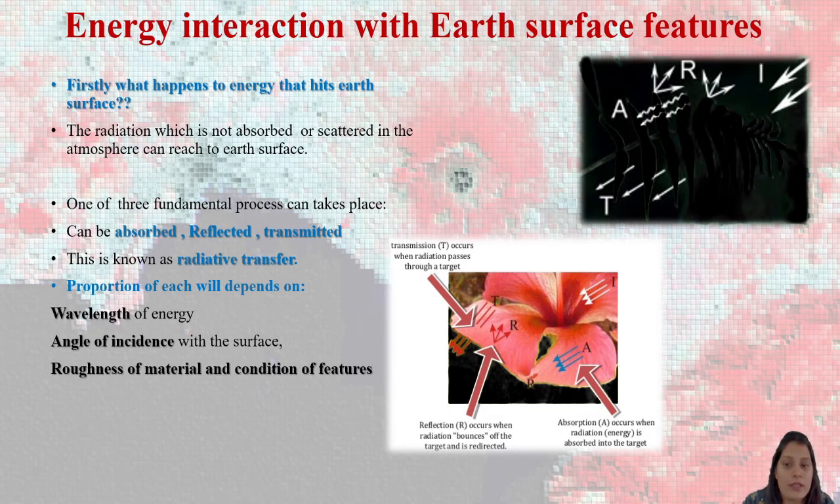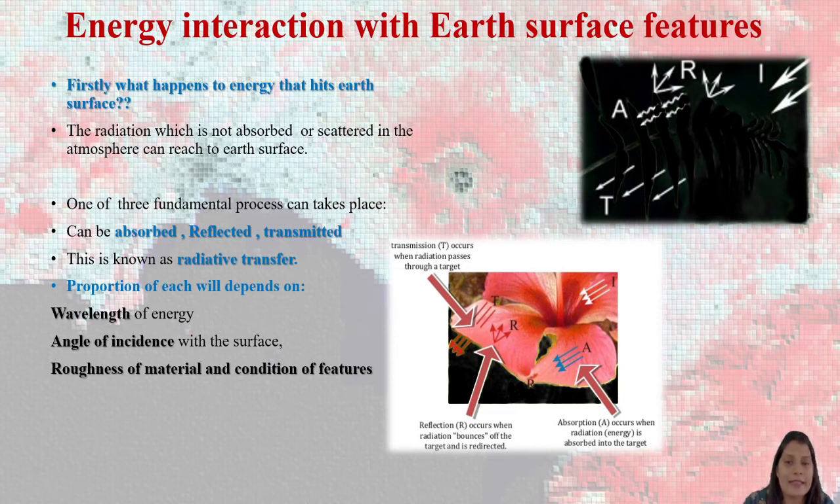In the next way, you can see the angle of incidence with the surface. Where is the object? How is the energy coming? How is the energy reacting with the object? And how is it going back from the object to where the radiation came from? So this is how energy interacts with the earth surface. And lastly, we all know that according to the material, the energy will be reflected.